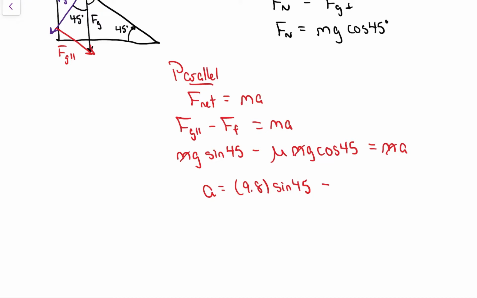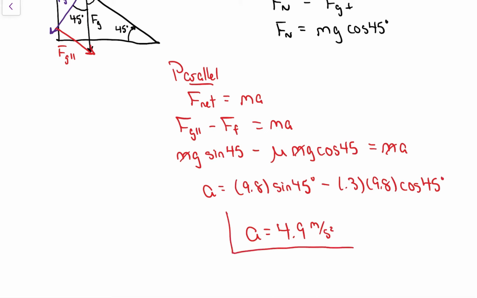minus the coefficient. In this case, the coefficient I made up was 0.3 times 9.8. I could have factored out those 9.8s if I really cared, but I'm just going to crank it out on a calculator, and I get that the a, by coincidence, is 4.9, same as I had in the last question. That's just coincidental. Steeper hills should make it go faster, but this time I added friction, which slowed it down.